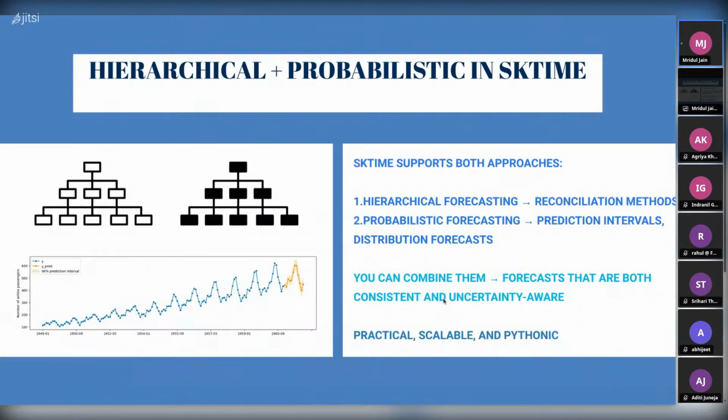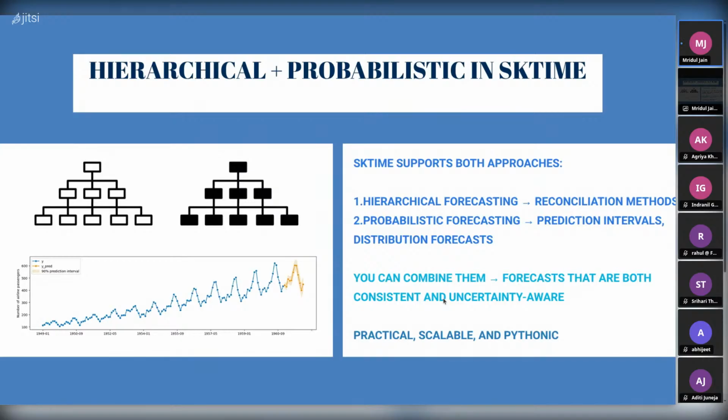Now, hierarchical plus probabilistic forecasting in sktime. Sktime supports both the approaches: hierarchical forecasting, which involves many of the reconciliation methods, and probabilistic forecasting, which has all these prediction intervals and distribution forecasts. So you can combine them. You can have forecasts that are both consistent and uncertainty aware.